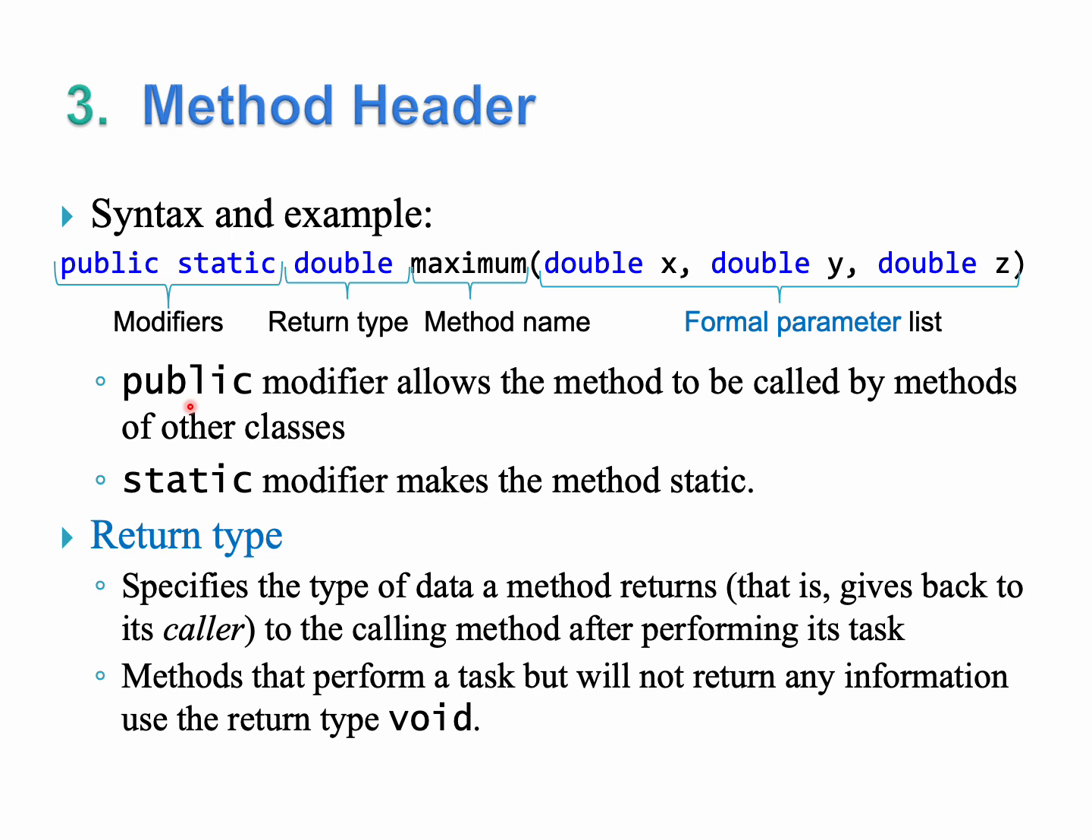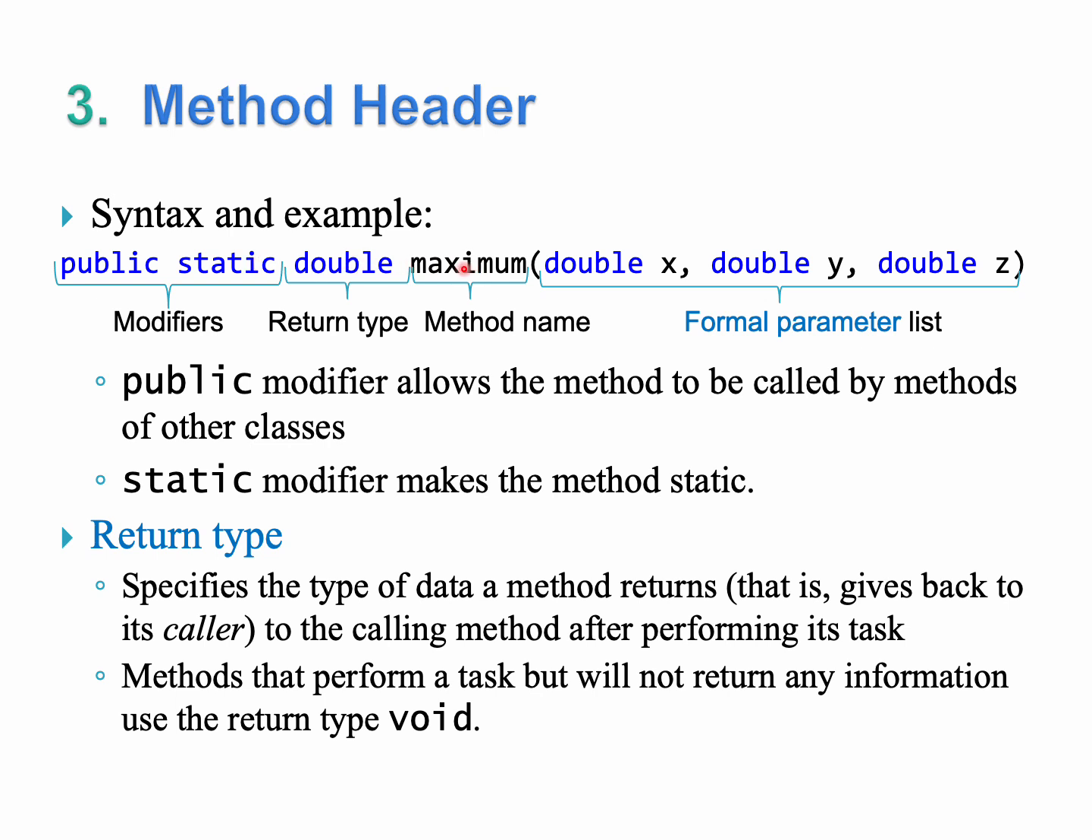The method headers of both method main and method maximum in the MaximumFinder class use two modifiers, public and static. The public modifier allows the method to be called by methods of other classes, so a public method is available to the public. The static modifier makes the method static. For now, we begin every method declaration with the modifiers public and static. You will learn about non-public and non-static methods in a later course in computer programming.